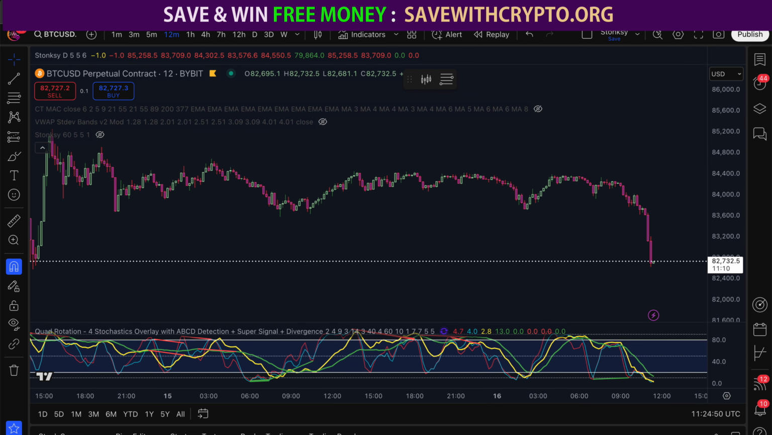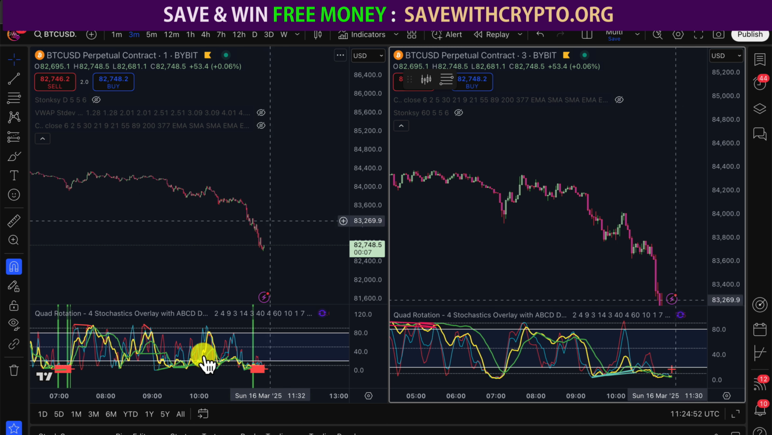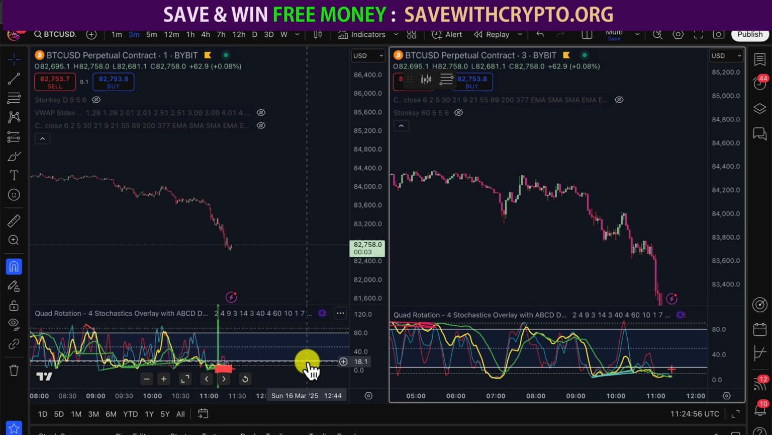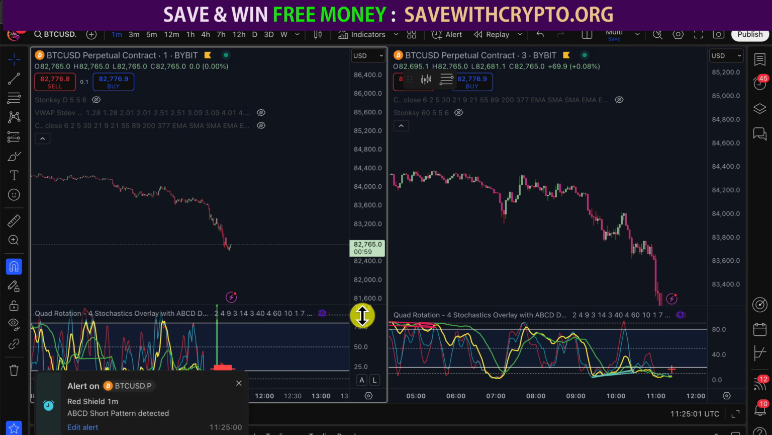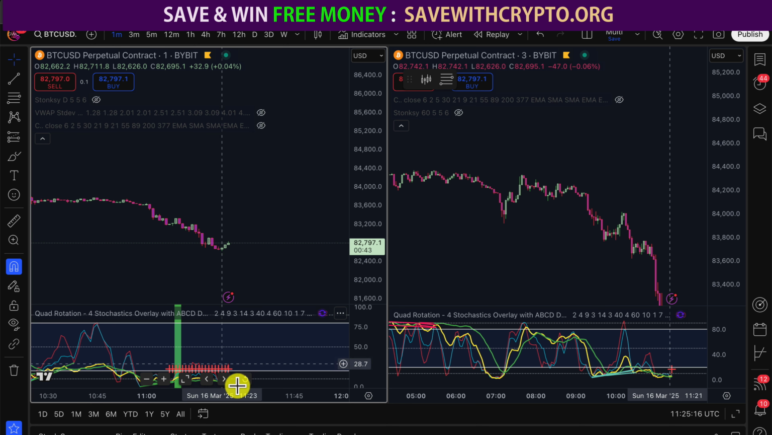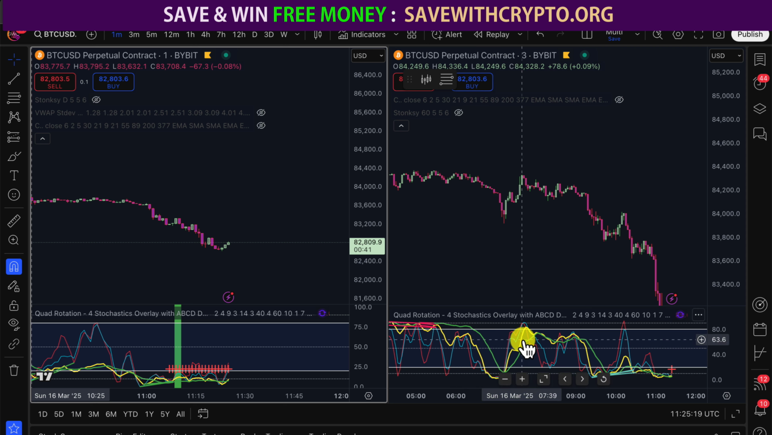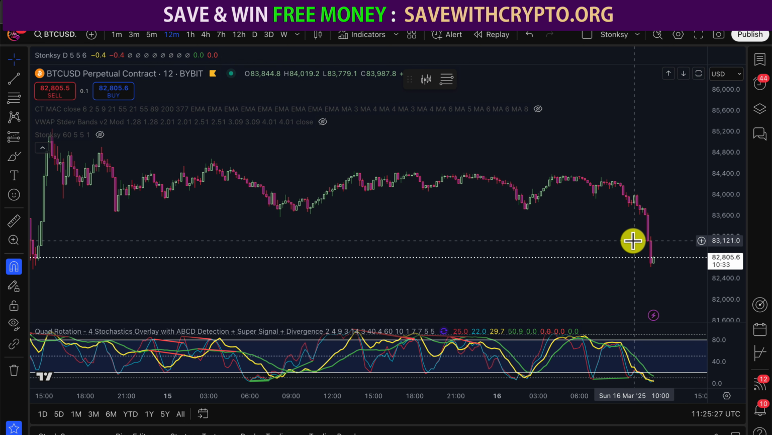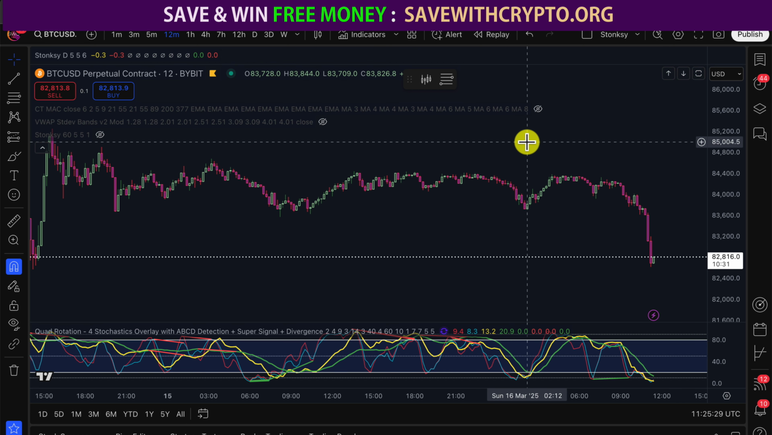Okay, so what we're looking for here is this stochastic quad rotation indicator going below the 20% level, which it pretty much is now on all of these three time frames. I'll explain these alerts in a moment. At the moment, they're all underneath there on the 1 minute, 3 minute, and also the 12 minute. Yeah, they're all underneath the 20%. Okay, so this is the area I'm going to expect a bounce in.